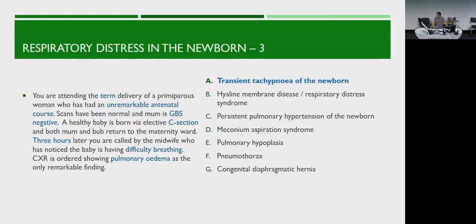So the fact that mom's had a completely normal course with her pregnancy, GBS negative, so we don't think it's of any form of infection. And otherwise, the baby was well in terms of the delivery. So this tells us this is a fairly unremarkable birth and a fairly unremarkable pregnancy. And then the risk factors we have are the C-section, and the pulmonary edema is the second factor that leads us towards TTN.